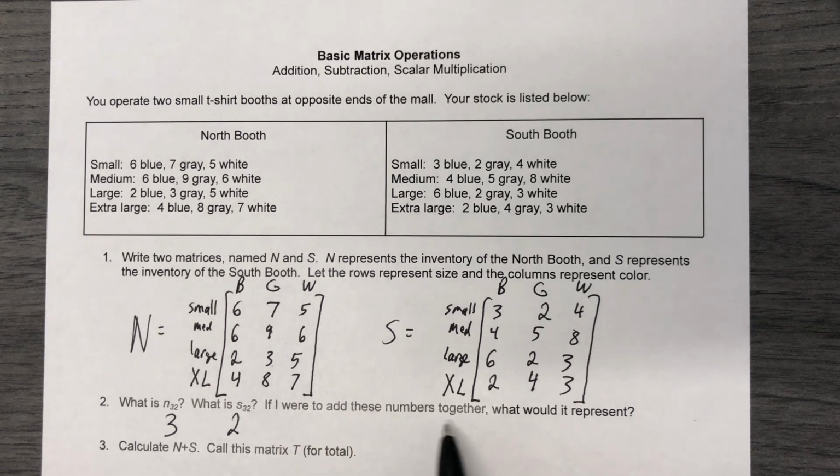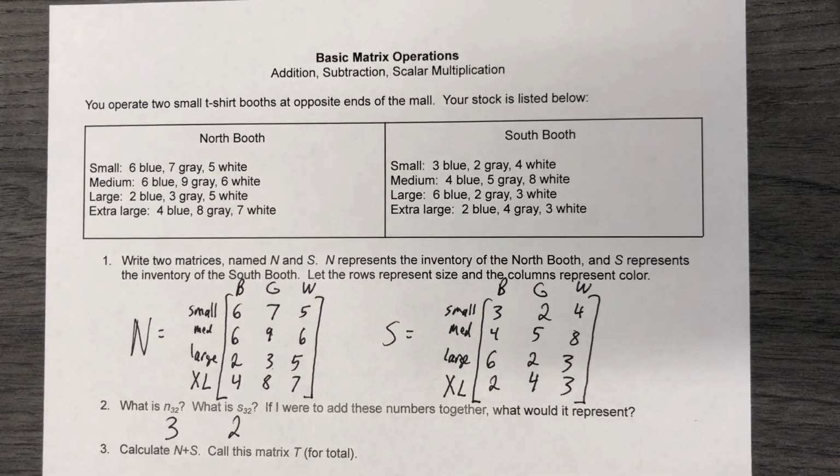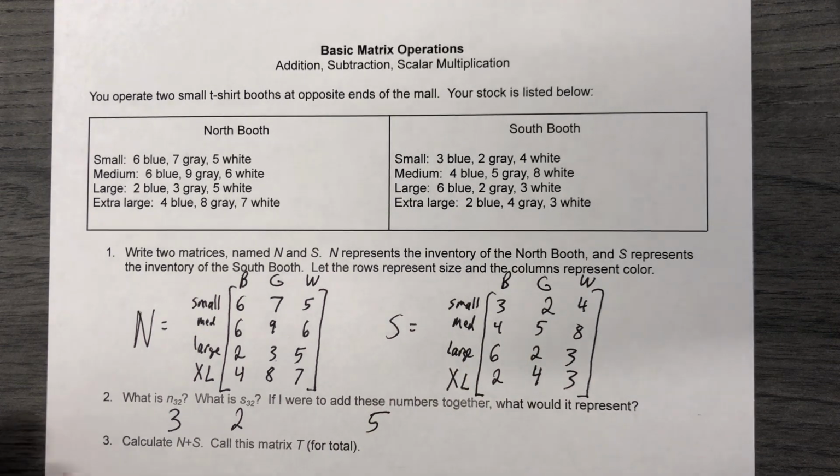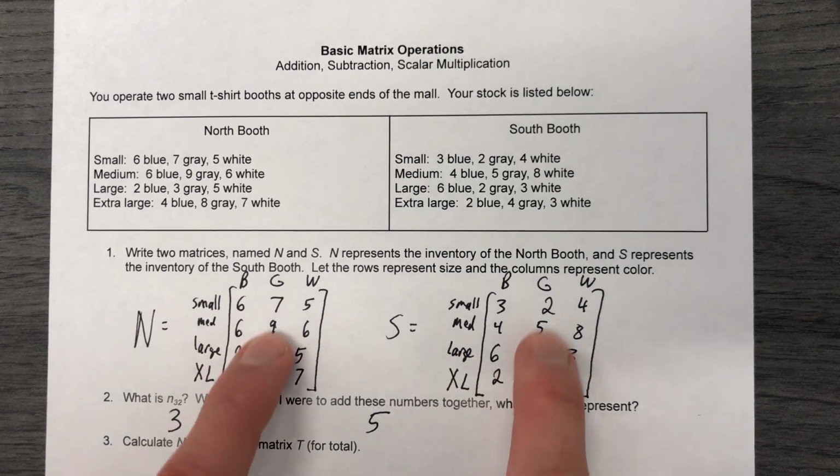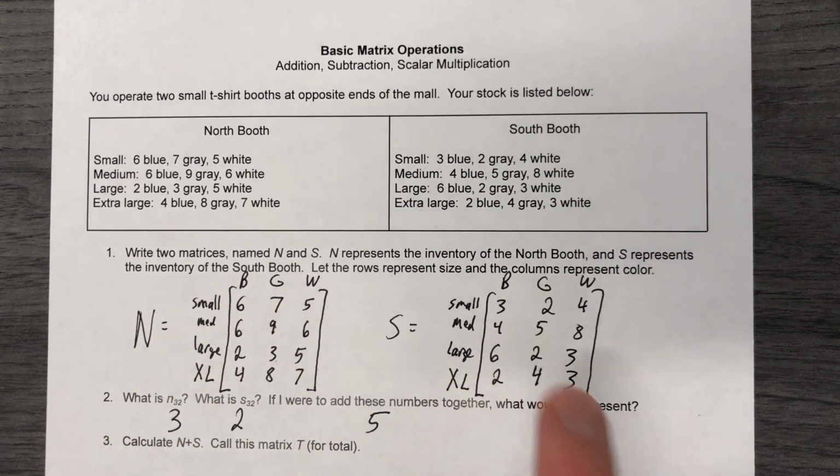If I were to add these numbers together, what would it represent? Well, if I was to add them together, I would get 5. 3 plus 2. I'll go ahead and write that. But I would have 5 large gray t-shirts in the mall total. I have 3 on the north side, 2 on the south side, but that would be my total.